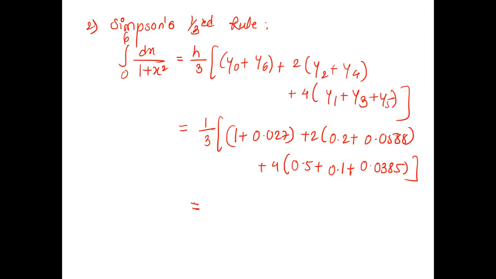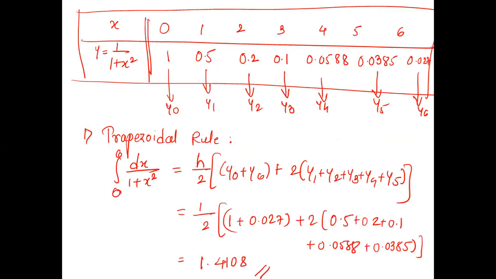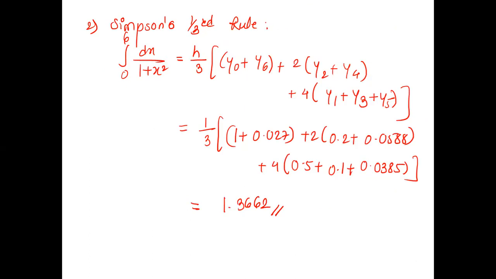One point 3662. 1.3662, correct. Perfect. So is there a change in both the answers? You can check by trapezoidal and by Simpson. So it was 1.4108 and it is 1.3662. So a unique answer will be obtained by each of the methods. So there will not be the same solution. You have to obtain this particular value by the 1/3 rule only.